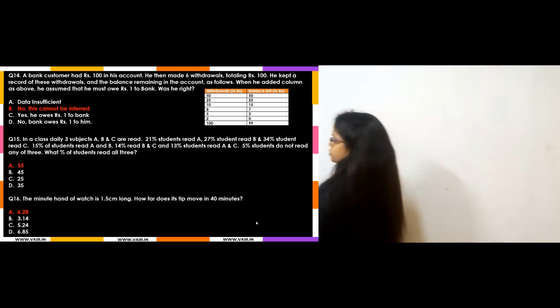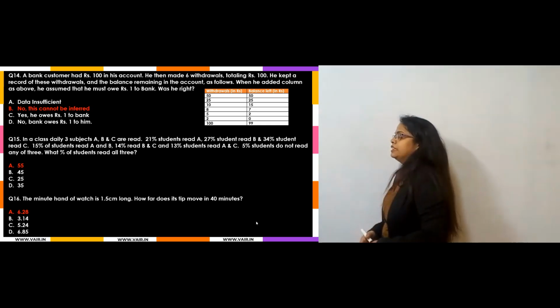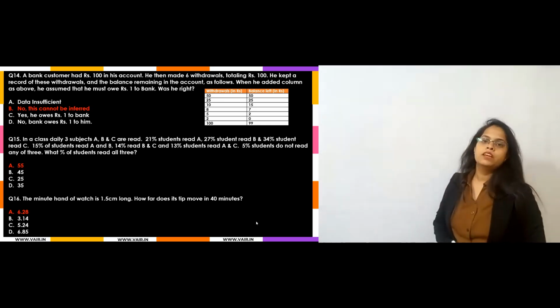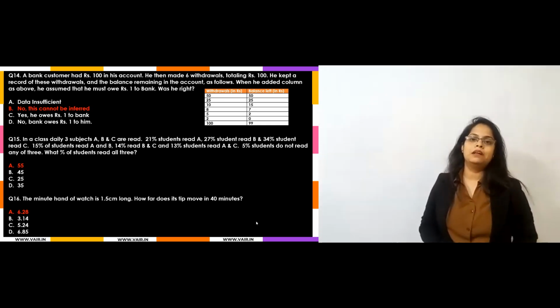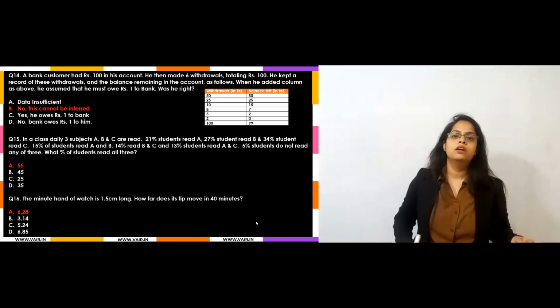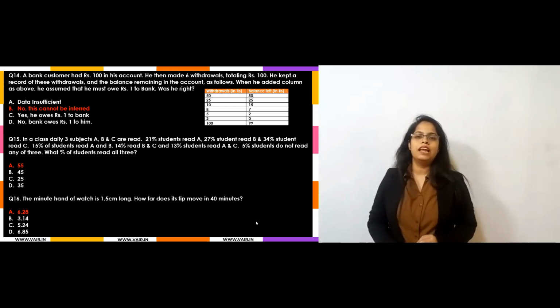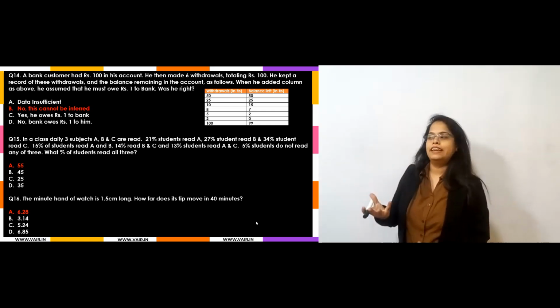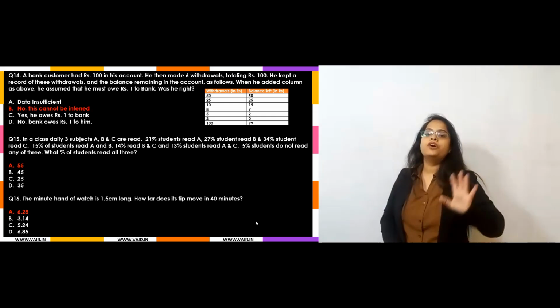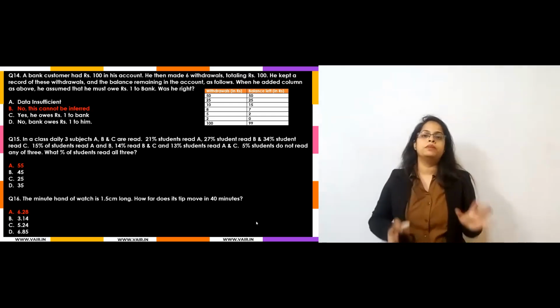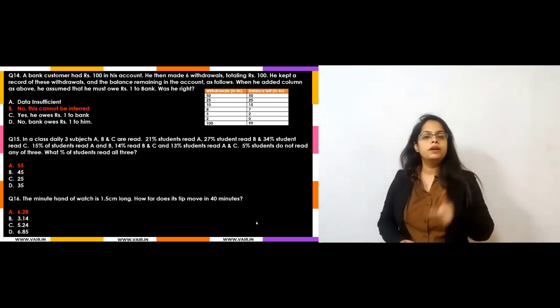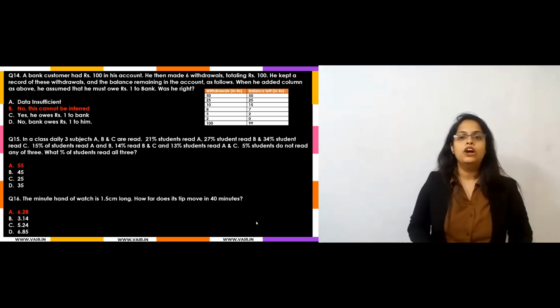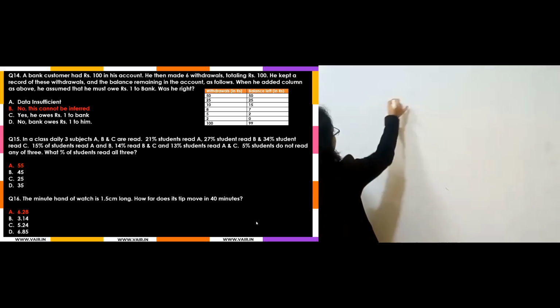So what percent of students read all 3? Now actually this question, if you draw the diagram, is completely wrong. But if you solve it using the formula, just putting the values in without any logic, you will find the answer. But logically, this question was wrong. So what will we do here?